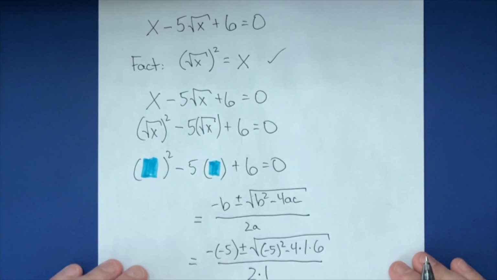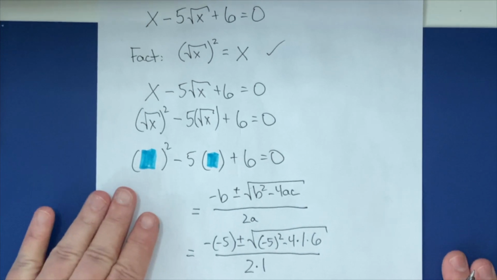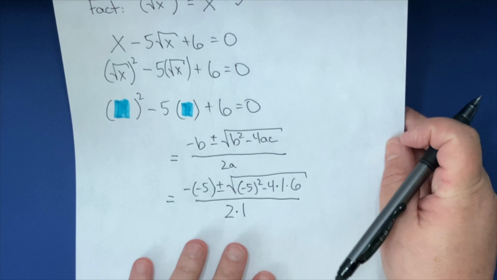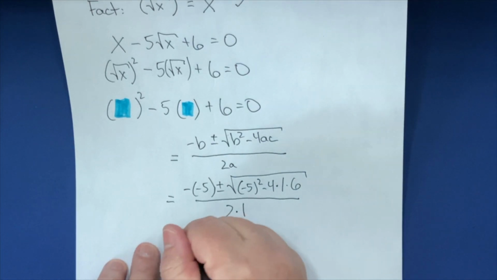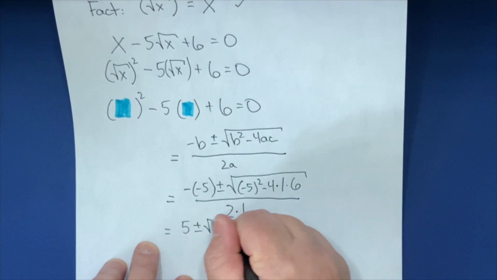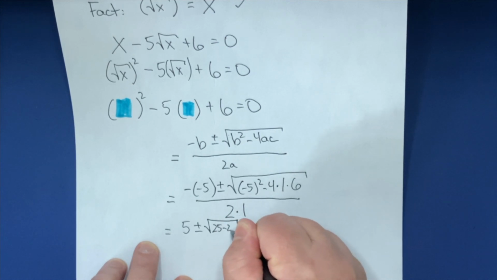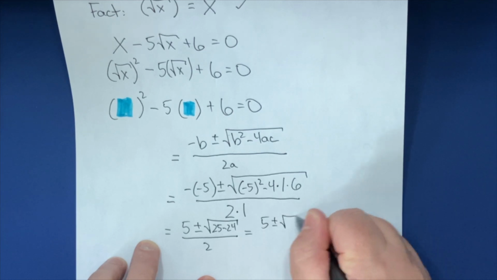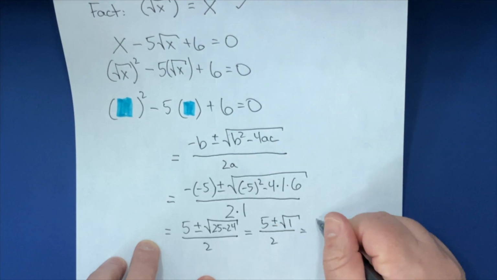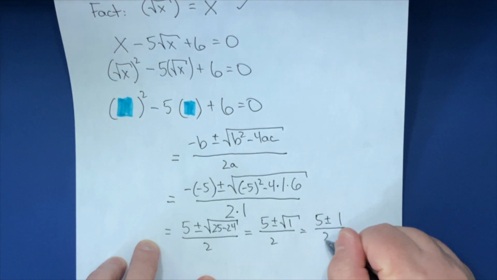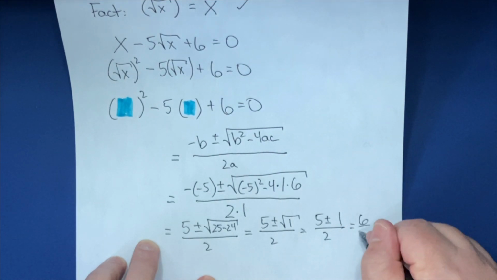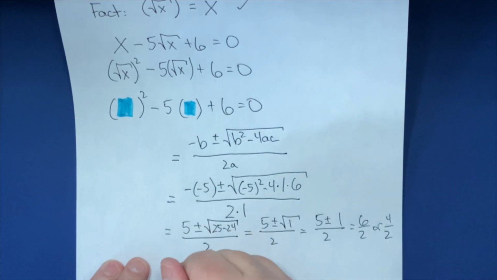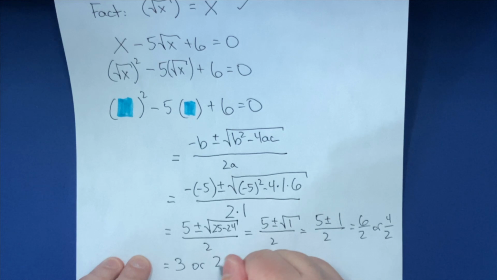If you're starting to say, wait a minute, you picked the same numbers for this one, I would say, yes, I absolutely did. So it's a little bit familiar now, right? So we've got 5 plus or minus radical 25 minus 24 all over 2, which is 5 plus or minus radical 1 all over 2, which is 5 plus or minus 1 over 2, which is 6 over 2 or 4 over 2, right? So we've got the two answers, 3 or 2.